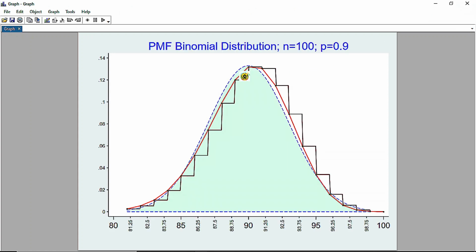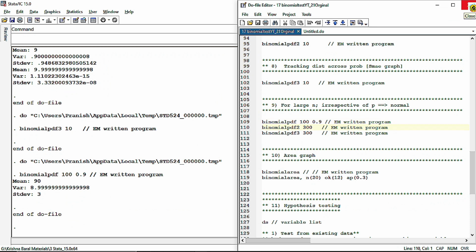It tends to coincide with the normal distribution. The graph in the backdrop represents the normal distribution, and the graph with the red line, or this layer graph, represents the binomial distribution. The number of trials is 100, and the probability of success is 90%. So to some extent, it seems to be coinciding.